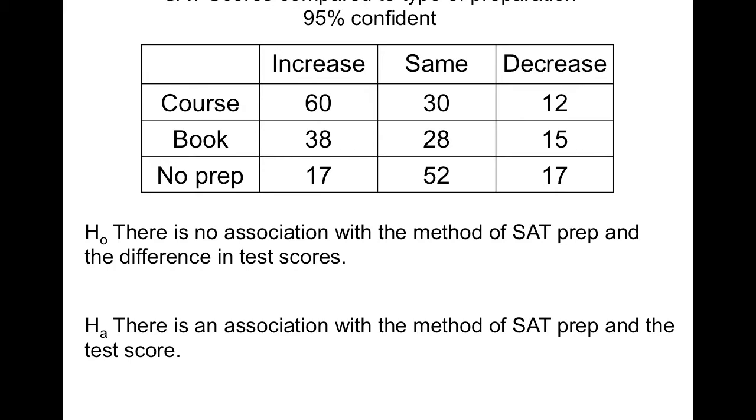Okay, so again, we have the HA as the symbol for the alternative, and we have our statement. So take a second and look at those. And again, the first four words in both should be exactly the same for everybody. There is no association for the null. There is an association for the alternative.